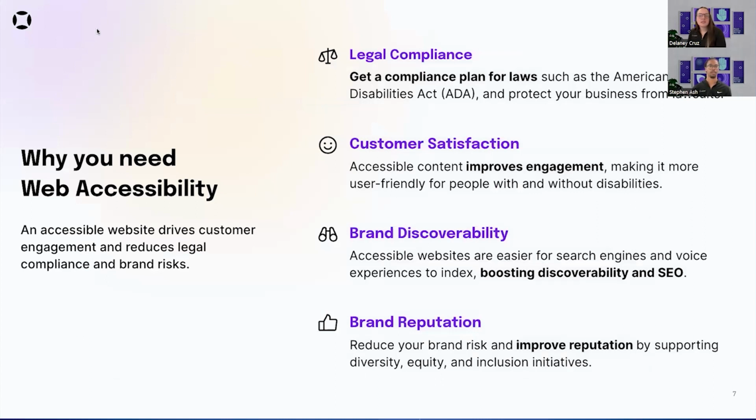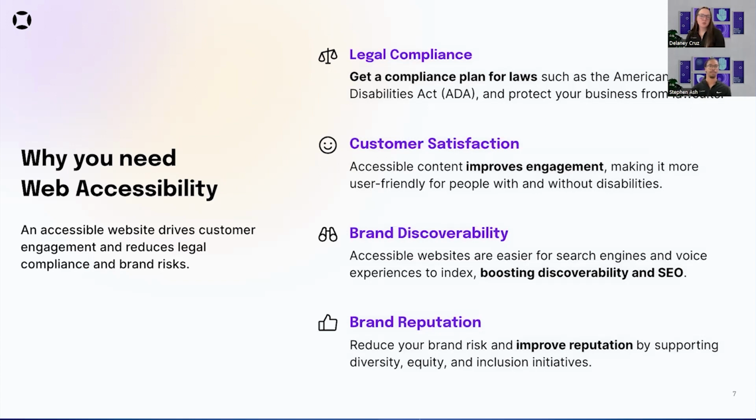Why you need web accessibility. An accessible website drives customer engagement and reduces legal compliance and brand risks. So the way that we typically tend to bucket the reasoning for why you need web accessibility is into 4 individual pillars. So there's legal compliance, customer satisfaction, brand discoverability, and brand reputation.